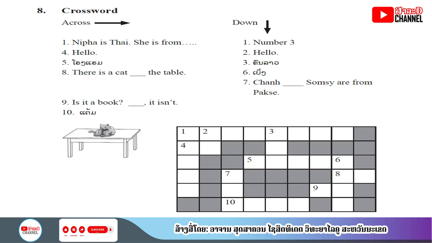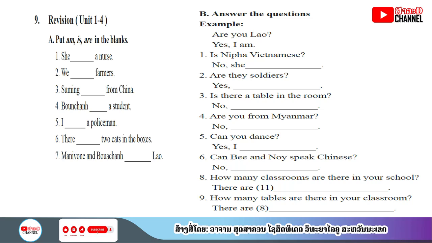Exercise 8. Crossword. Exercise 9. Revision, Unit 1 to 4. A. Put am, is, are in the blanks. B. Answer the questions. Example. Are you Lao? Yes, I am. That's the end of Unit 4.